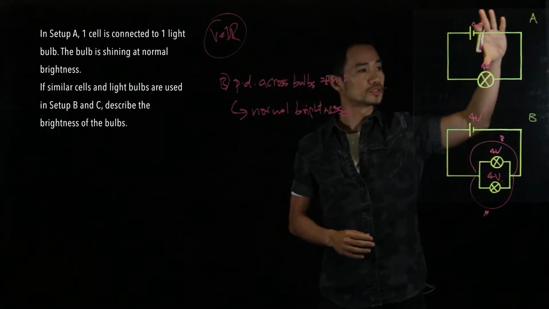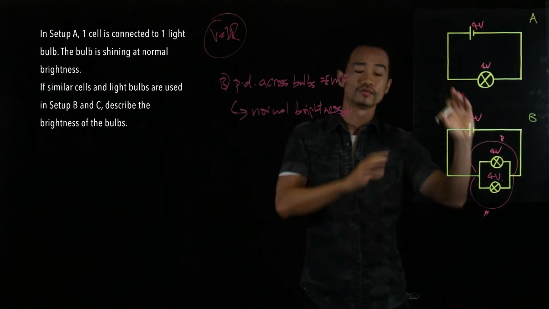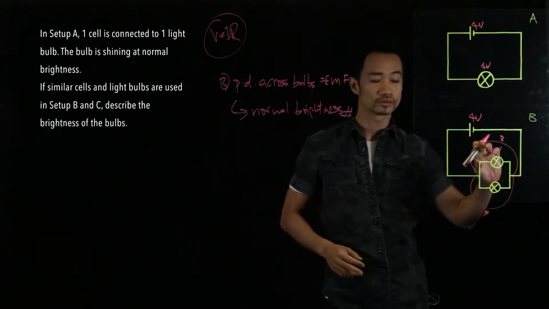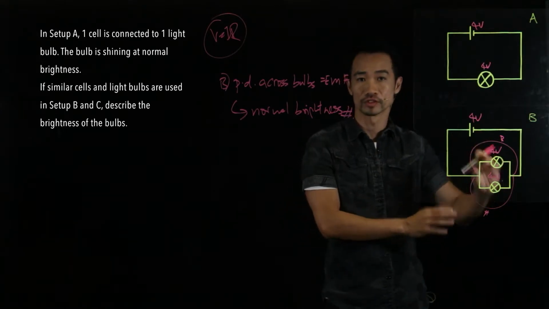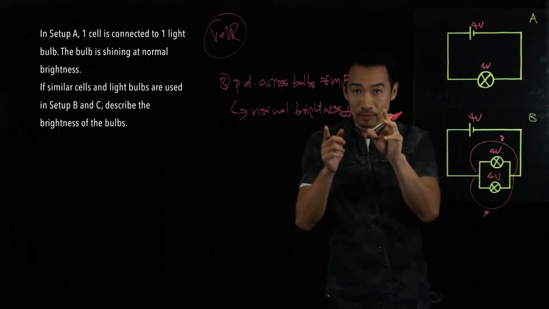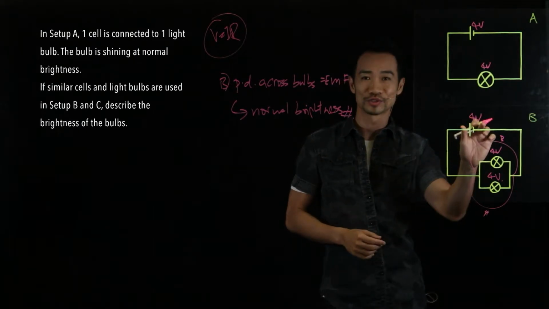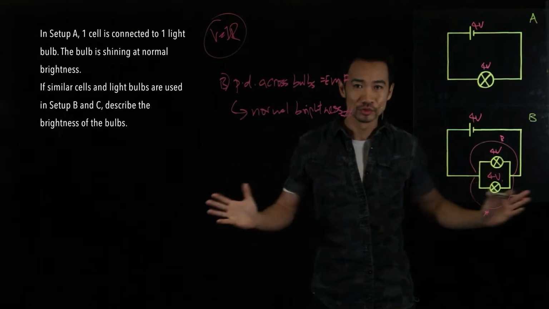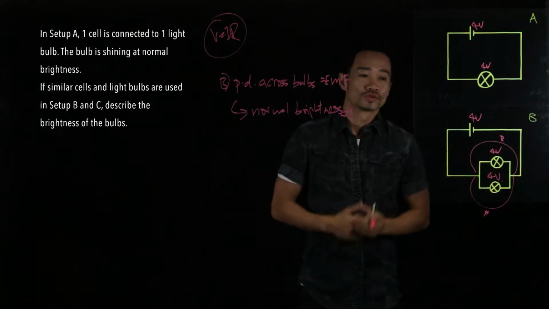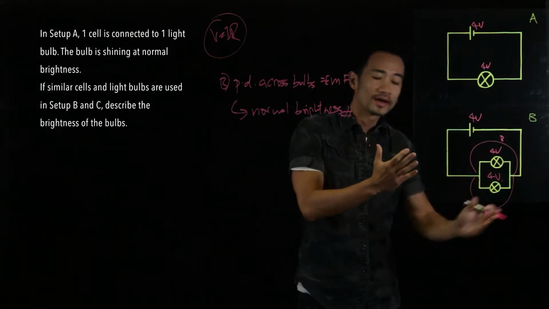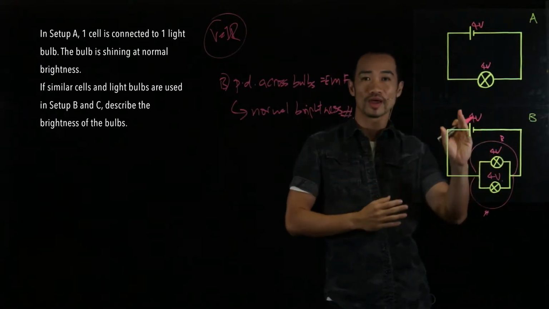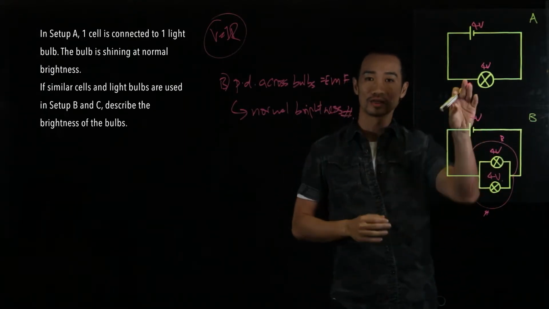Sounds interesting, but that is true. So what is the difference between setup A and B then? If you connect it in setup B manner, one cell powering 2 light bulbs in a parallel fashion, they will shine at normal brightness. But your battery is going to run out faster, because it's doing double the work to push 2 sides. So how do we get the same duration? You add another EMF, another cell.